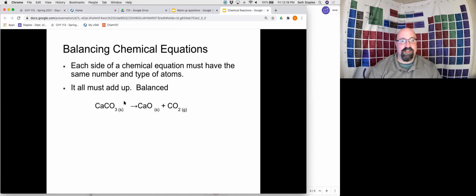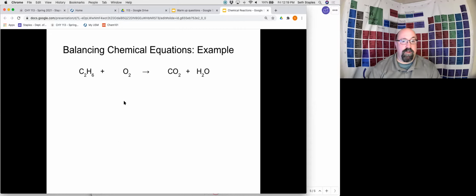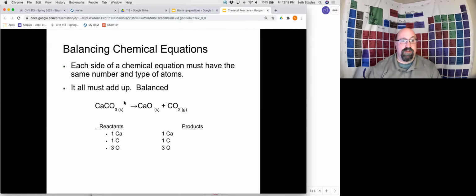And so here's an example. So we have calcium carbonate decomposing to form calcium oxide and CO2. So we go through first and we count. We have 1 calcium on the reactant side, 1 on the product side, 1 carbon on each side. We've got 3 oxygens on each side. And so this one, we don't have to do anything to. This one is balanced as it's written.